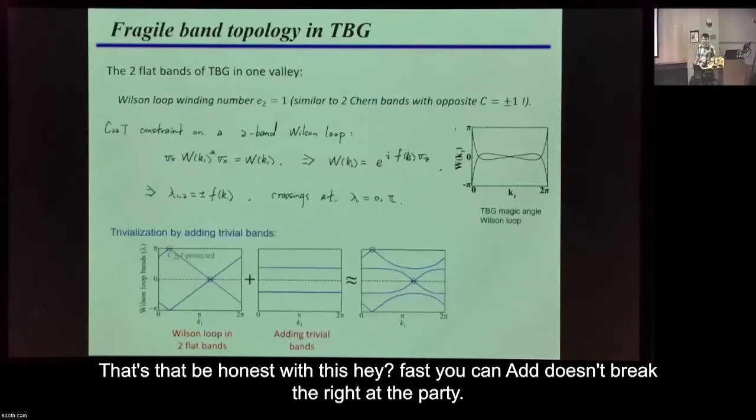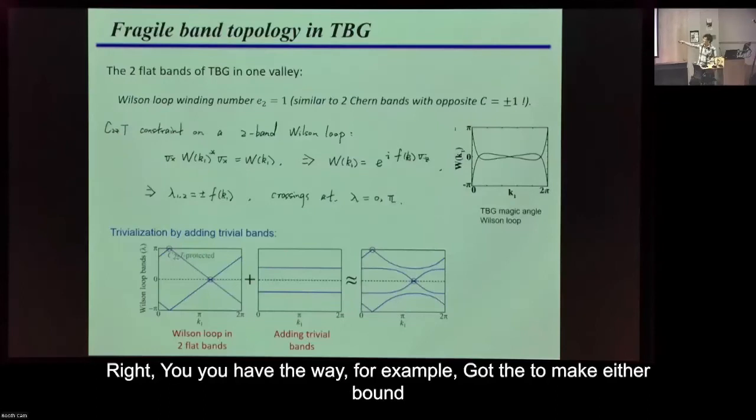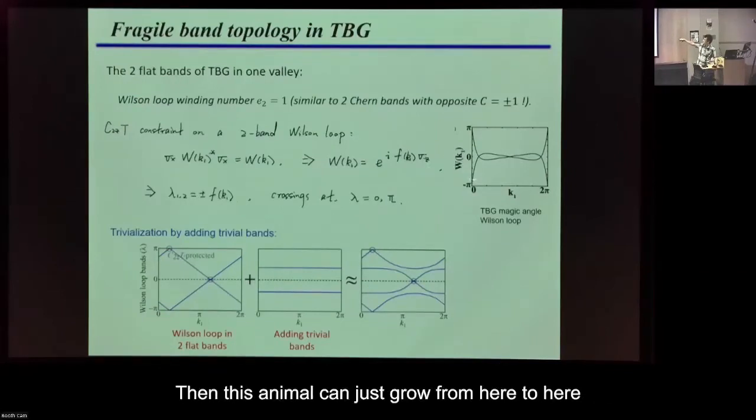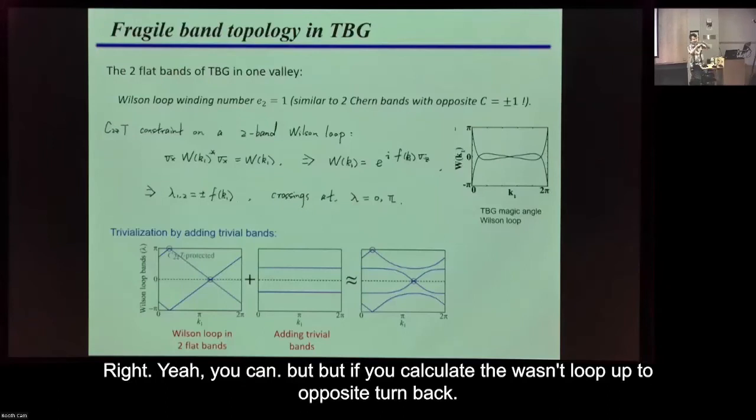Does the fragile topology relate to the touching of the conduction and valence bands at the Dirac cone? You have a way, for example, to gap the Dirac bands to make both bands trivial. In that case, as I mentioned here, you break the C2ZT symmetry. So these crossings will open. Then the eigenvalue can just go from here to here, and you don't have winding. You can also make a Chern band as well, right? Yeah, it can. But if you calculate the Wilson loop of two opposite Chern bands, it's actually also trivial, because the two bands together are trivial. If you calculate only one band, it's nontrivial.